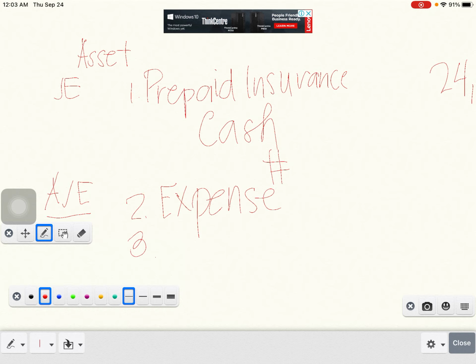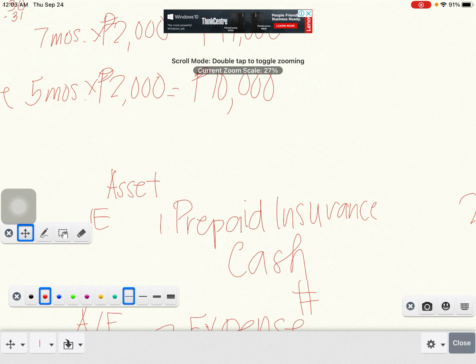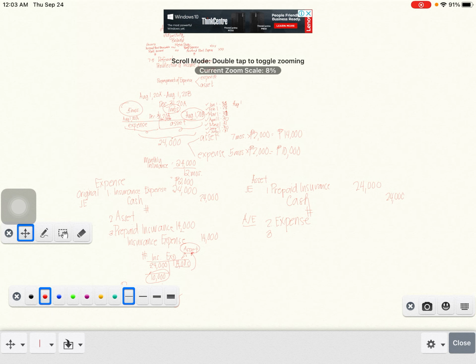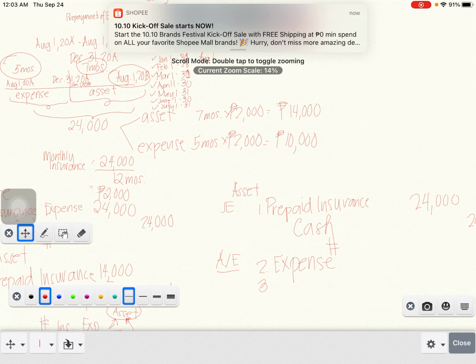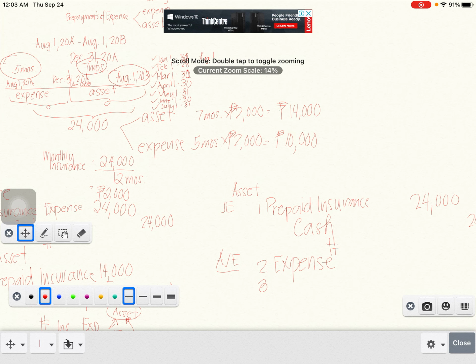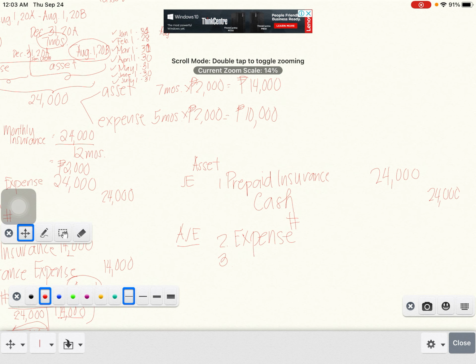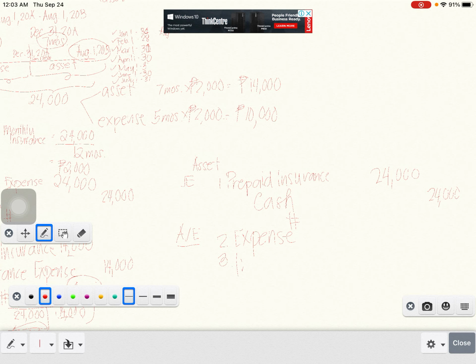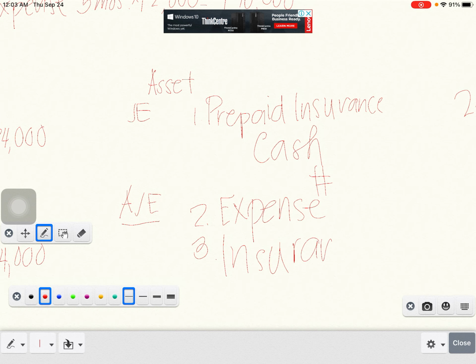Number 3, going back. What is our adjusting entry? Let's go back to our solution. We already recorded it as an asset. So, the asset is already recorded. But we need to split it up. Of the 24,000, only 14 is for the asset. That's why we recorded in number 2 an expense. Because we need to open the expense account. So if we open an expense account, we should have insurance expense.